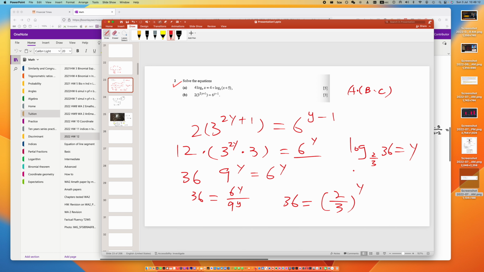So basically, for indices, all you need to do is look for common base or common power. In this case, it's common power. Because you try to do it with common base, you don't see a common base. You saw base 2 and base 3, so there's no common base. Then you do the common power. Okay, good. Then that's it.